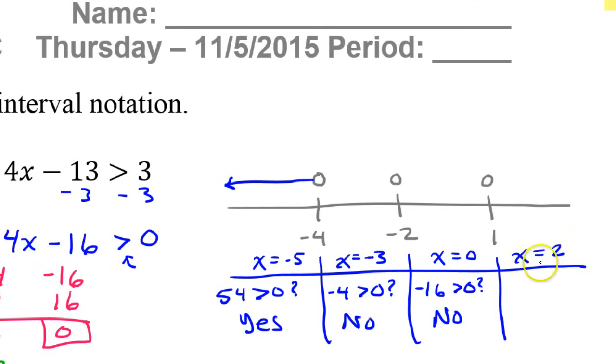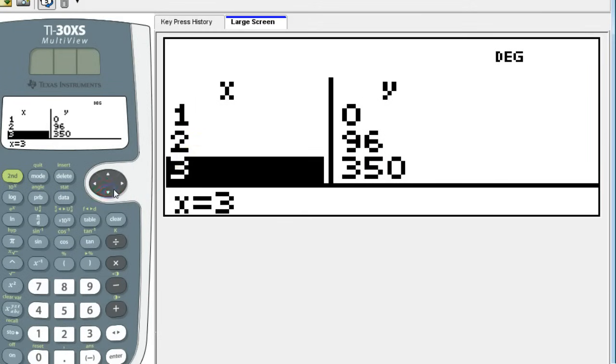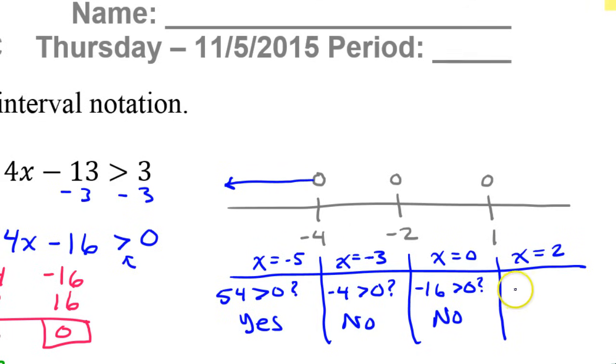So I'm going to leave this empty. Now I'm going to see what's going on at x equals 2. If I plugged in 2, I will check my calculator. At 2, I've got a value of 96. Is that greater than 0? Why, yes, it is. So everything over here in this zone will be a solution, and I'll show that with this arrow. These blue arrows represent where all the solutions are.